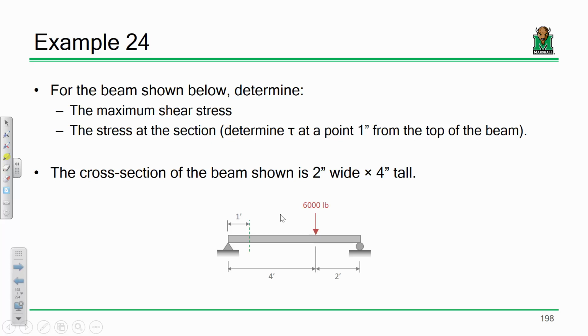Let's see, what time is it? Well, I think we can get some stuff done on this problem.